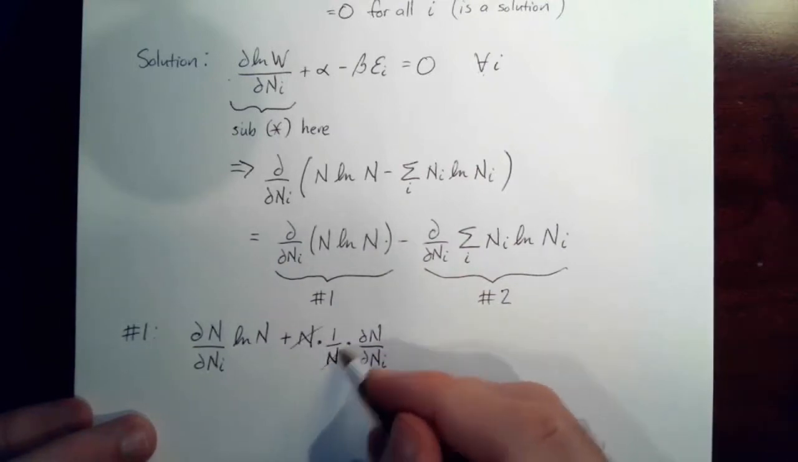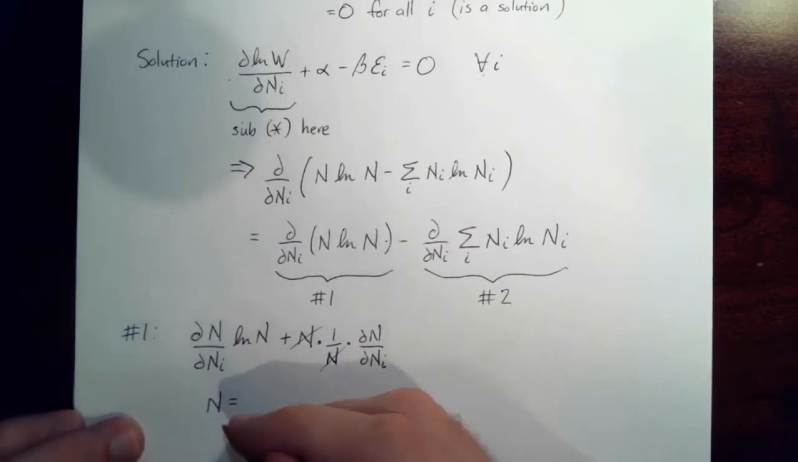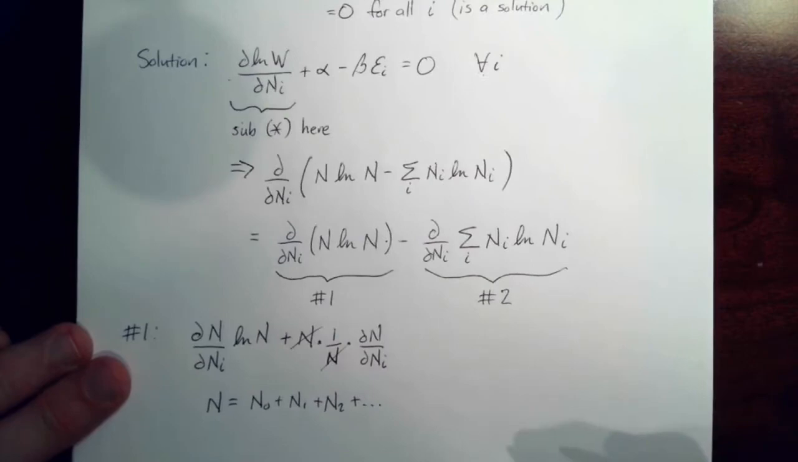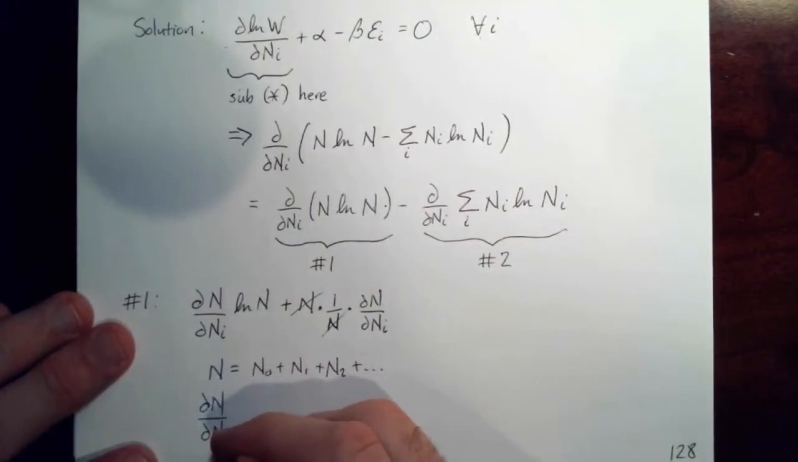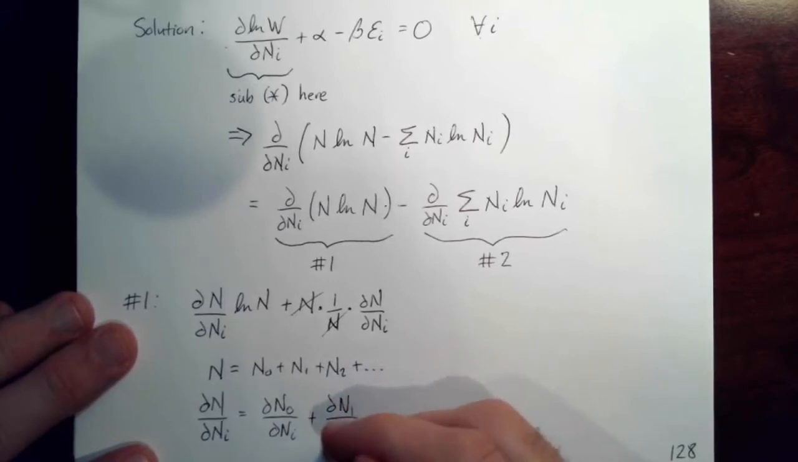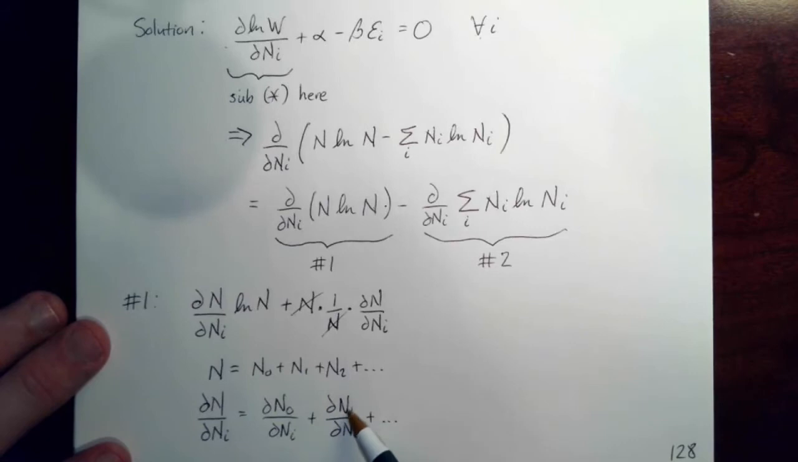So here I have n over n, and that cancels. And something else to notice about this is n is n0 plus n1 plus n2. So the derivative of n with respect to ni, well, that's a derivative of each of these. And here we assume that all of these variables are independent, meaning that n1 does not depend on n0. They're all independent. n2 does not depend on n1 or n0, and so on. So each of these derivatives is going to be 0, except for the one where the numerator is the same as the denominator. And that's only going to be true for one value of i.